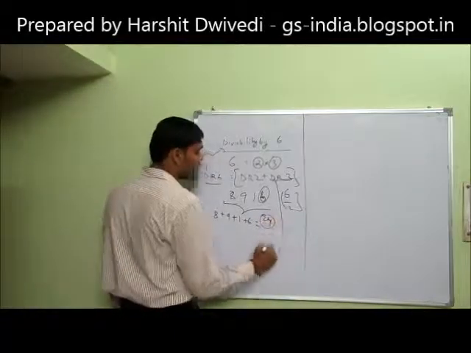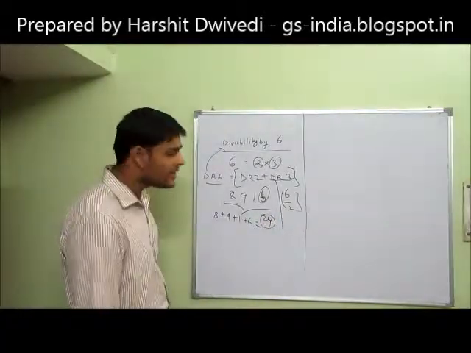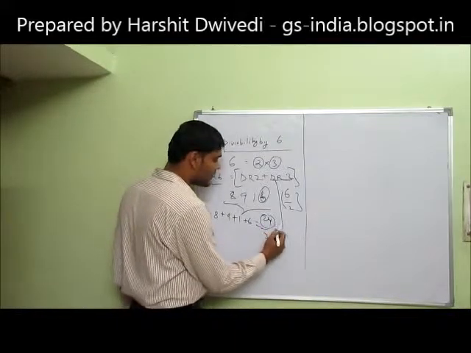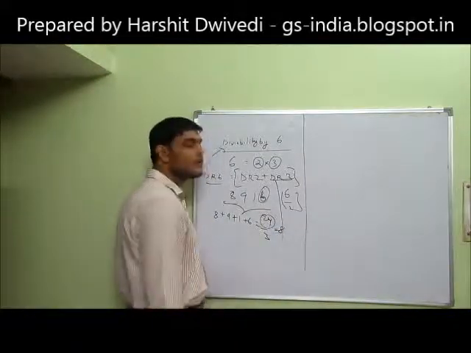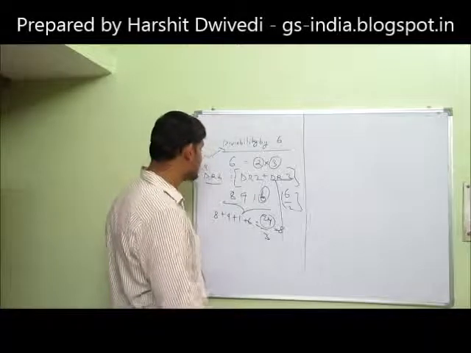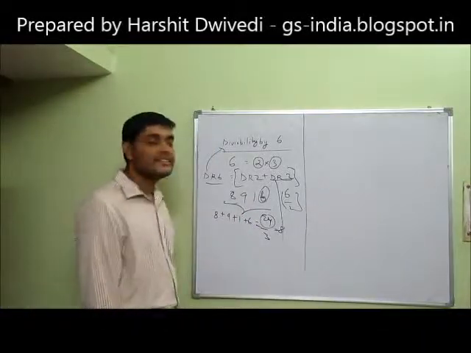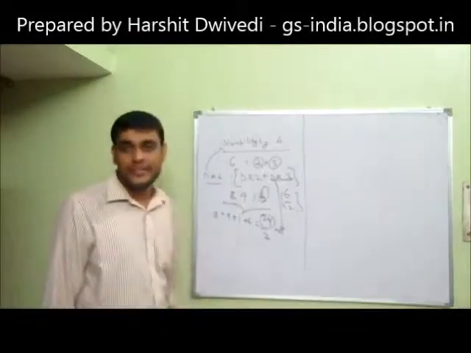So I got 24. Is this number 24 divisible by 3? If I divide 24 by 3, I will get 8. That means this number 24 is divisible by 3. So I can say that this number 8916 is also divisible by 3.